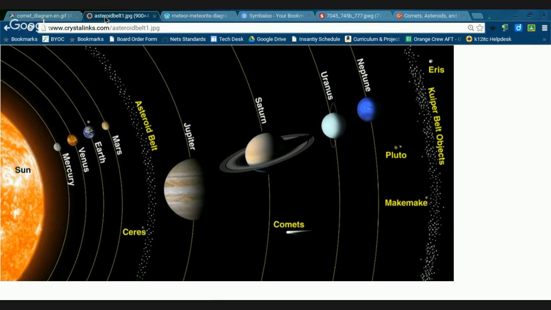The size of the asteroids, they're going to be anywhere from 6 meters to 940 kilometers large. Some of the larger asteroids are now being classified as dwarf planets, and if you look at this picture here, you can see that one of them actually is. It's called Ceres. It's actually one of the larger asteroids that we've classified as an asteroid before.